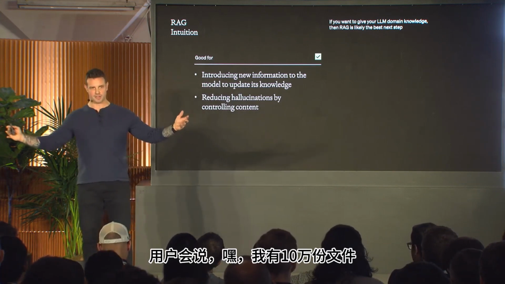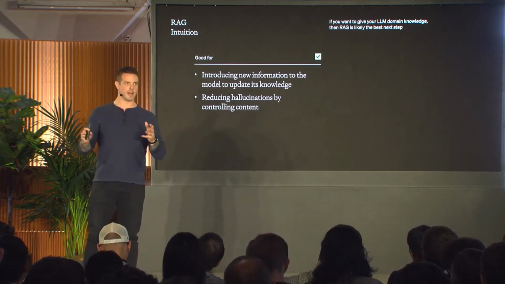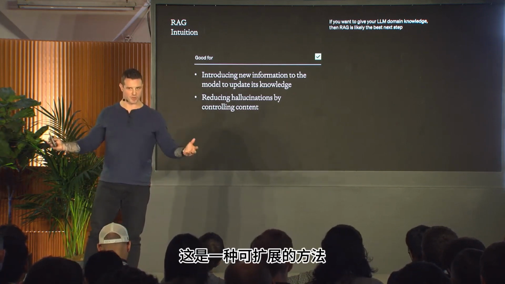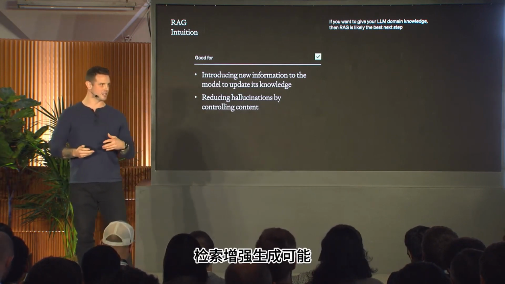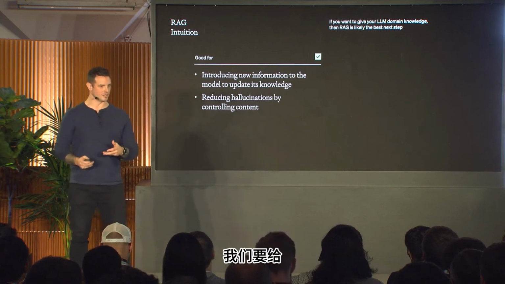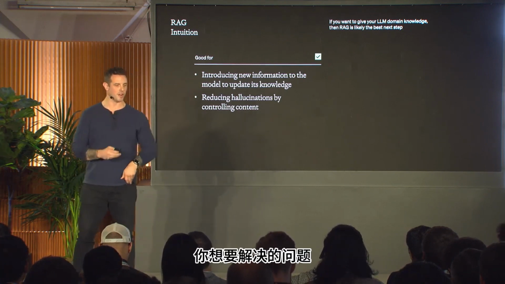They say, hey, I've got 100,000 documents, and I want the model to just know these documents. Unfortunately, right now, there's no super scalable way to take those 100,000 documents and give the model knowledge of all of them at one time. Retrieval augmented generation is probably about as close as you're going to get right now, which is we give some contextual knowledge to it based on the particular problem that you want it to solve.